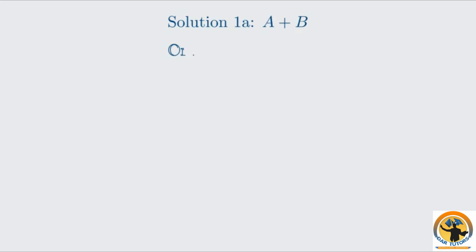Welcome back. Let's start with part A. The operation is A plus B. First, we determine the order of each matrix. Matrix A has 2 rows and 3 columns, so its order is 2 by 3. Matrix B has 3 rows and 2 columns, so its order is 3 by 2.